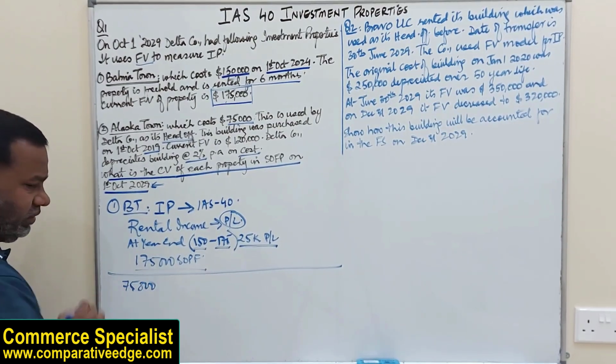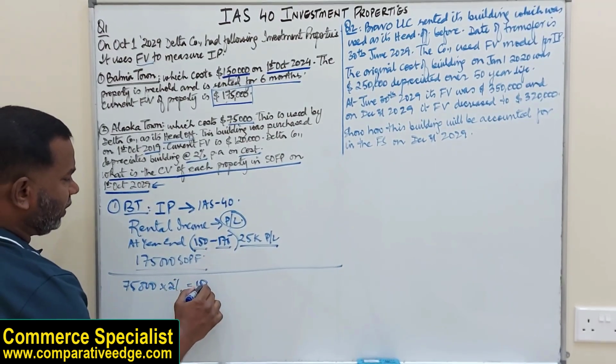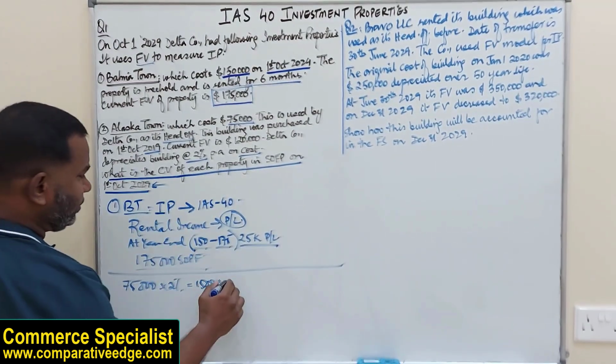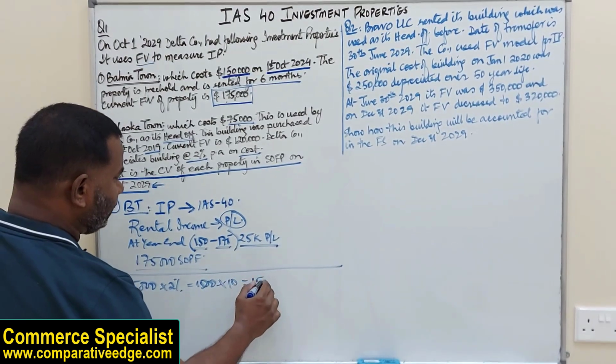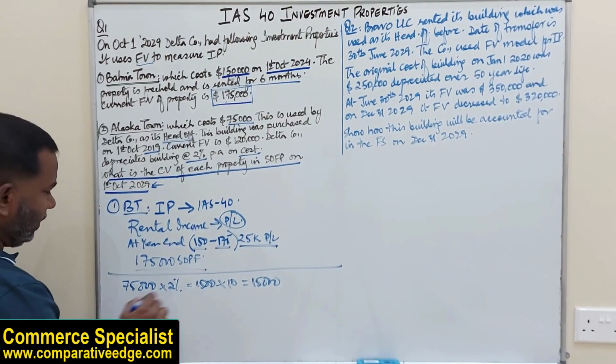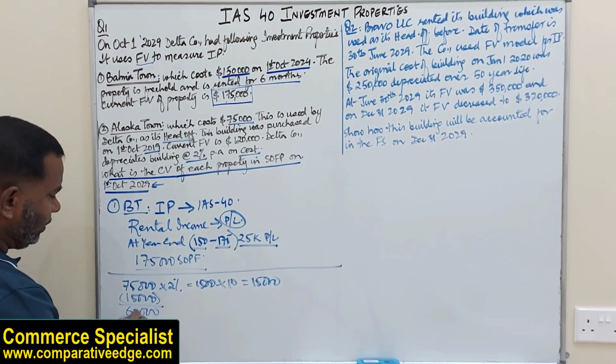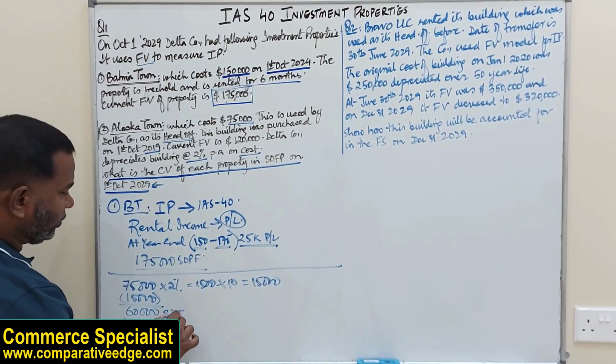75,000 is the cost of the asset. 2% depreciation we are calculating, which is 1,500. It has been 10 years. So when you multiply by 10, it will give us 15,000. So the historic cost of the asset is 75, and the accumulated depreciation over 10 years is 15. So when you subtract, you get a book value of 60,000. This will be shown in the statement of financial position.